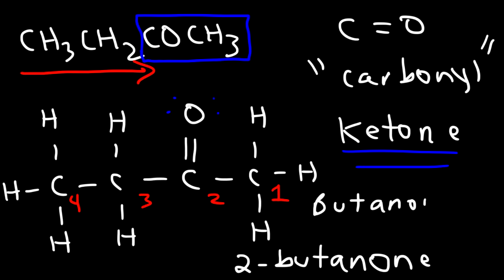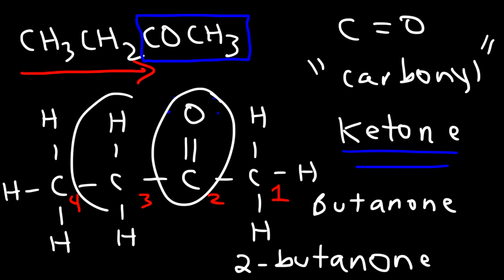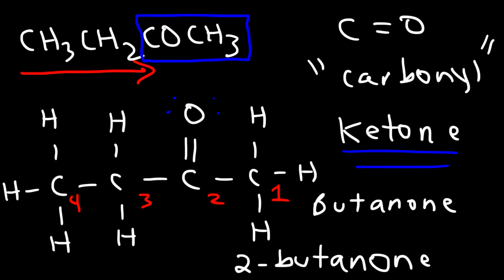We can simply call this butanone, because if the carbonyl group was on this carbon or on this carbon, you would simply count it in different directions, but the result will be the same. It would still be called butanone. In a situation like this where the result is the same, you really don't need to write the number. It's not necessary.